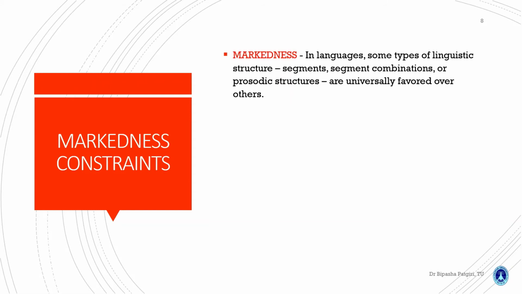In languages, some types of linguistic structure, for example, segments, segment combinations, or prosodic structures, are all universally favored over others. So some segments, for example, pa, ta, ka, are favored over pha, tha, kha. Similarly, segment combinations like pra, tra, gra are favored over mra, nra, gra, etc.